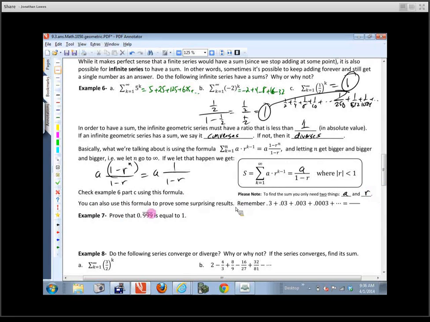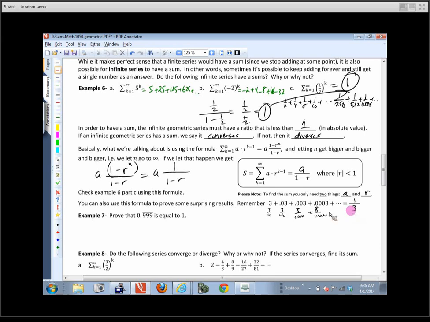So we can prove some kind of surprising results with this. We've already talked about this idea, but remember this one right here? This one was 3/10, 3/100, 3/1000, 3/10,000. Does anybody remember what that added up to? 1/3. Adds up to 1/3. And we can actually prove that now using this formula.